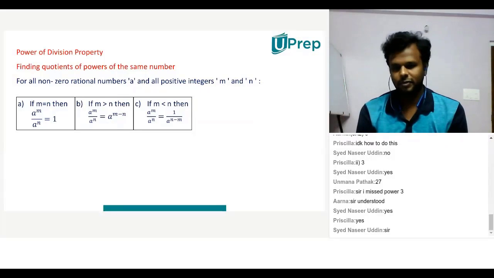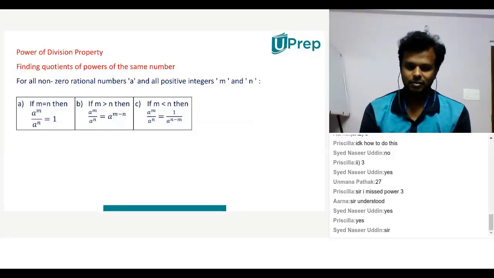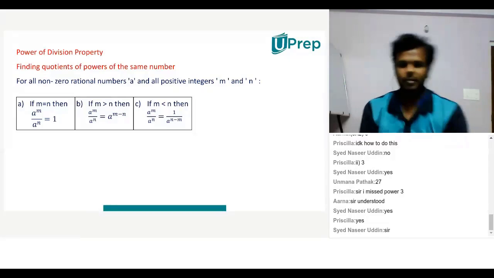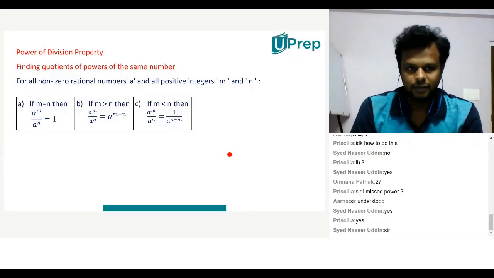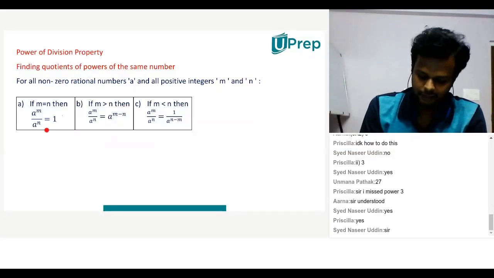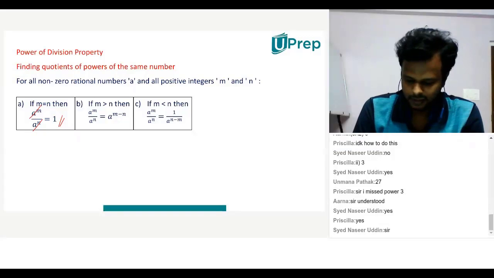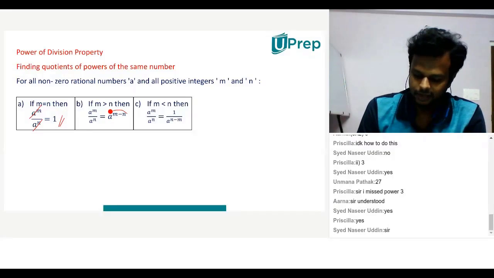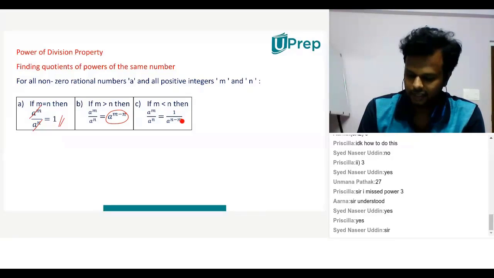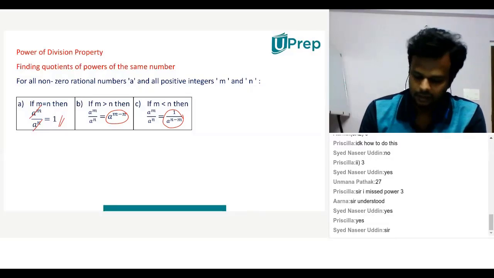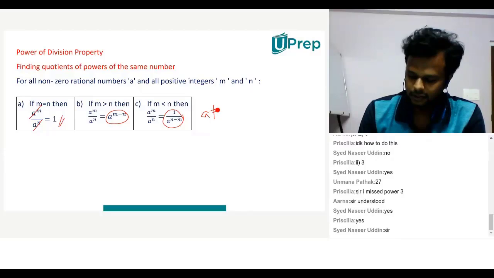Children, 4 power 4 divided by 3 square, we don't do much here because the bases are different, so you cannot simplify the powers. Now coming back to the powers of division property. If m and n are equal, you cancel both of them and you will have 1. If m is greater than n, I have a power m minus n. If m is less than n, then it becomes 1 by a power n minus m. And the most important thing here is a cannot be 0.